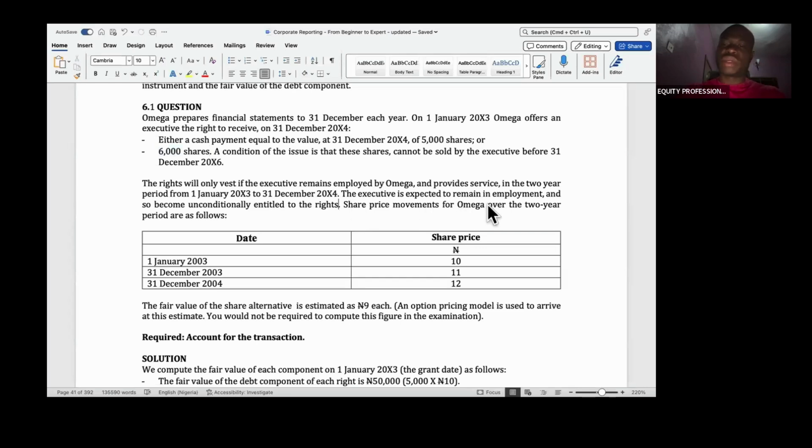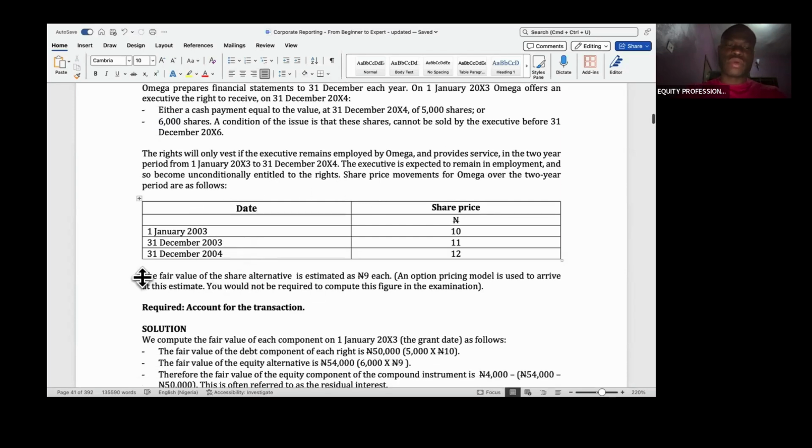Share price movements for Omega over the 2-year period are as follows. So they give us some share price movements. We are told that the fair value of the share alternative is estimated at ₦9 each. An option pricing model is used to arrive at this estimate; you will not be able to complete it. Now, this fair value they give us is the fair value of these 6,000 shares, the fair value of the share alternative. That's the ₦9.